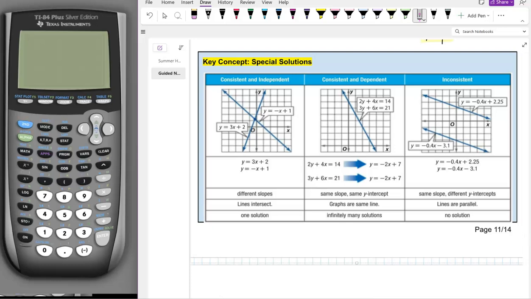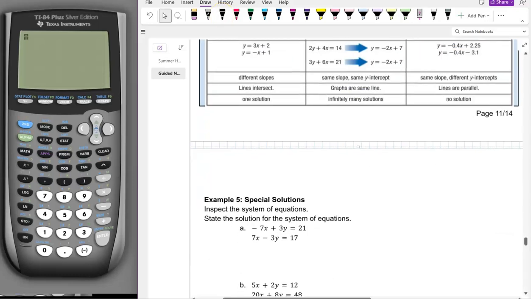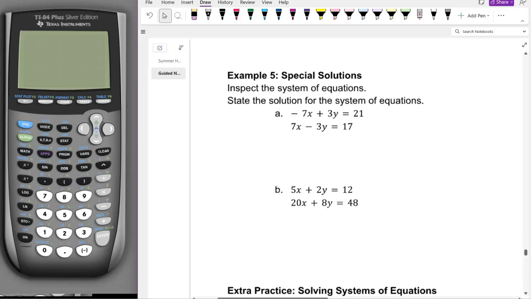Another case that can happen is that you have the same slope but different y-intercepts, therefore the lines are parallel, and they never meet on the graph, therefore there is no solution to this system of equations. Let's take a look at some examples. Here's one. Inspect the system of equations and state the solution.